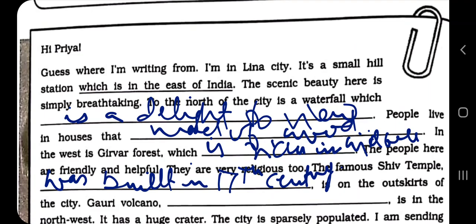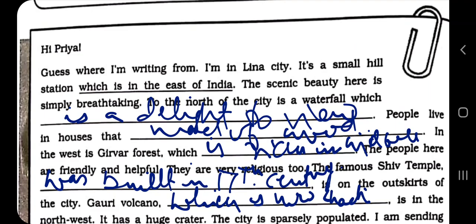On the outskirts of the city, Gauri Volcano, which is now inactive, just see the help box. Inactive is in the northwest. It has a huge crater, from where the volcano has erupted. The city is sparsely populated, means less populated. I am sending some pictures of the place on WhatsApp. With love, Shalu.